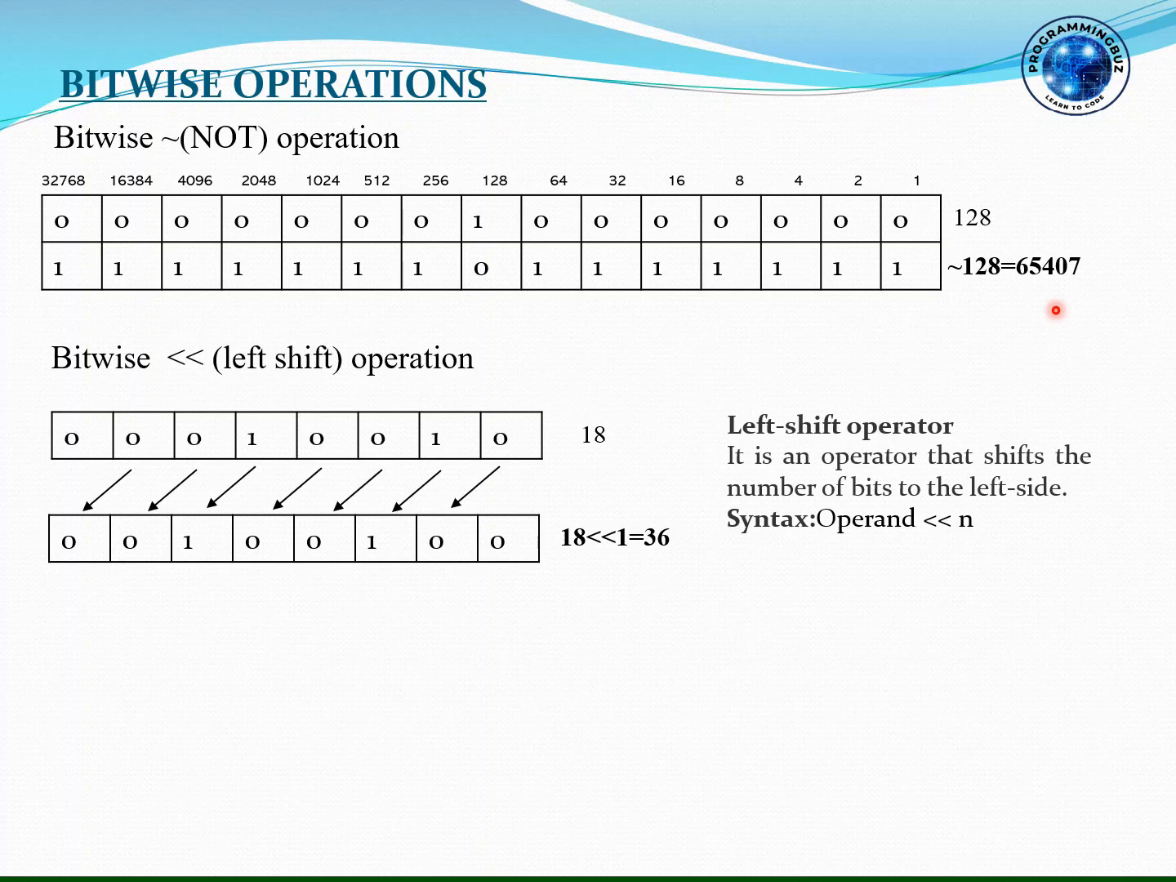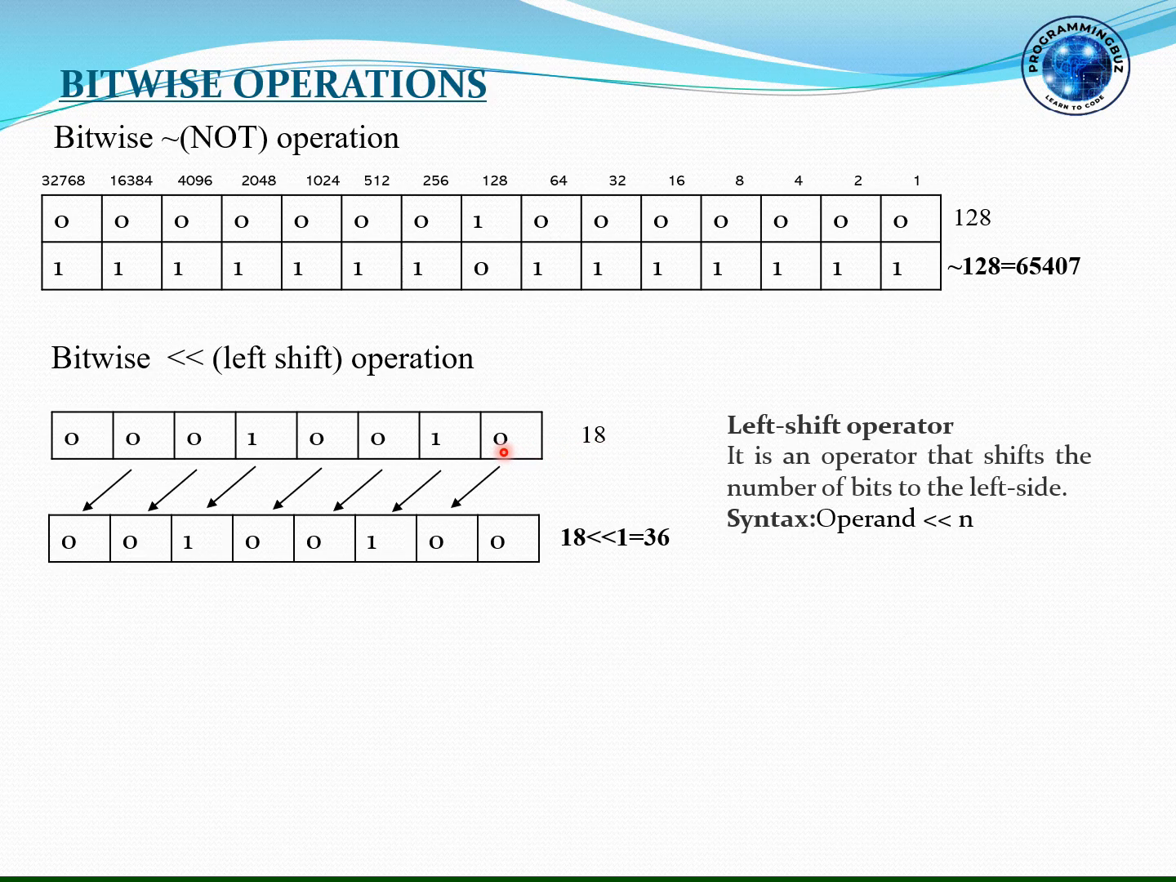The next type of operation is the bitwise left shift operation. As the name suggests, this left shift operator shifts the bits to the left-hand side. Its syntax is: the operand which you want to shift, and n, the number of bits by which you want to shift. For example, consider the number 18, and we have to left shift 18 by 1. So let us see how 18 will be shifted by 1.